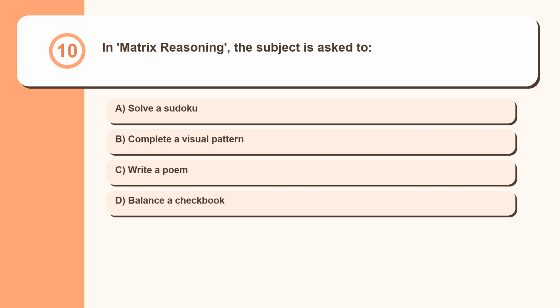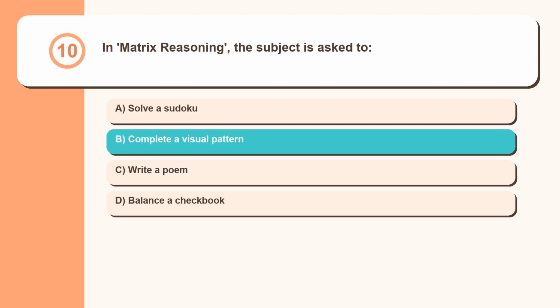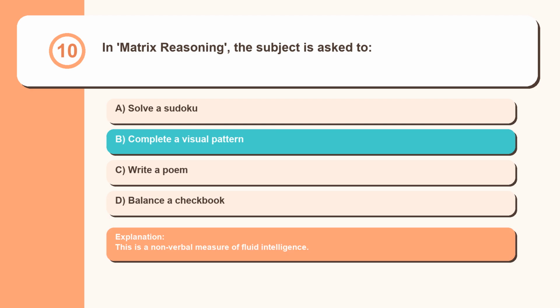Question 10. In matrix reasoning, the subject is asked to solve a Sudoku, complete a visual pattern, write a poem, balance a checkbook. This is a nonverbal measure of fluid intelligence.